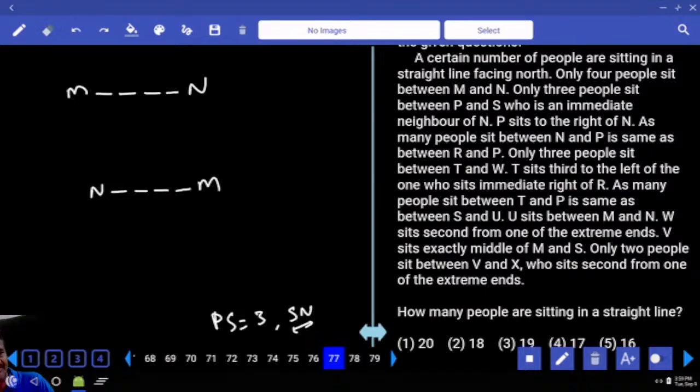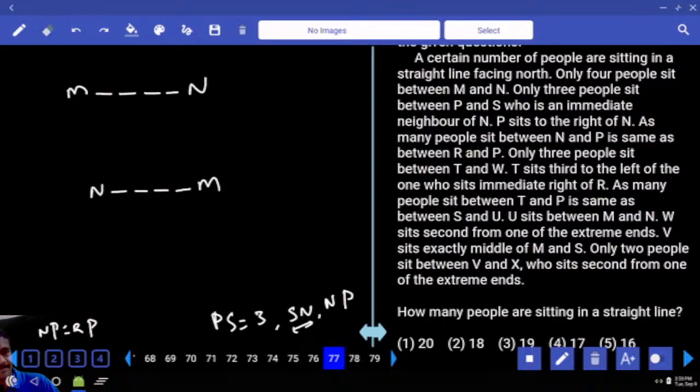Then S is in P sits to the right of N. Where is this P? P is to the right hand side of N. N is here. P is to the right hand side of N. Clear? As many between N and P, R and P. That means P must be exactly between N and R.